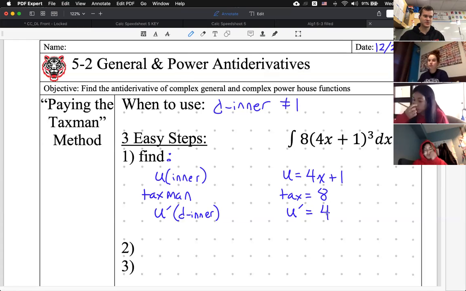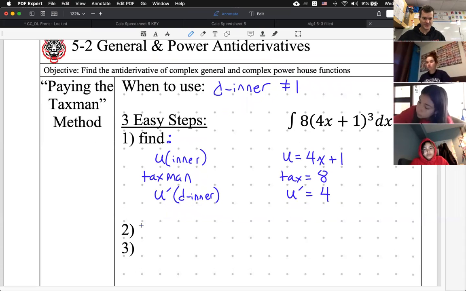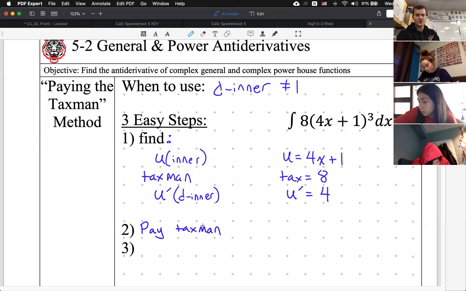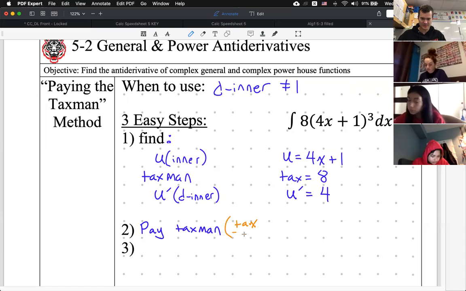The next thing you're going to do is figure out how to pay the taxman. So step number 2 is paying the taxman. How much do you owe the taxman? You never pay the taxman a variable amount. You will always pay the taxman some number. And what number is that? It's always going to be your tax divided by your U prime. So you just make this a fraction: 8 divided by 4. You're going to be paying the taxman 8 divided by 4, which is 2.